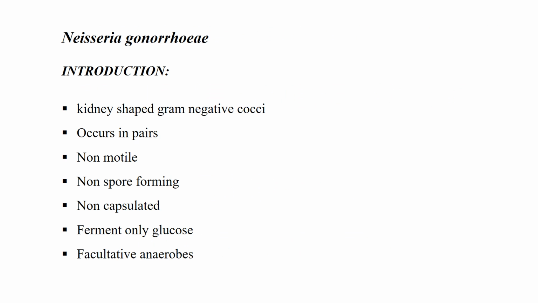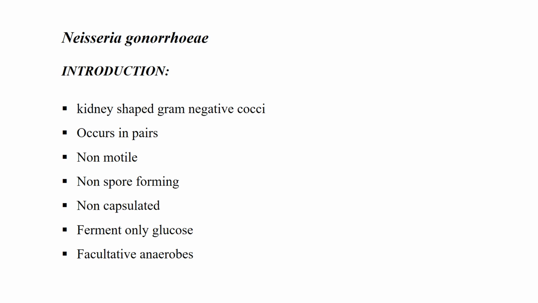General characteristics of Neisseria gonorrhoeae. It is a gram-negative cocci, mainly kidney-shaped, occurring in pairs. That's why it is a diplococci, having no flagella, non-motile, and having no H antigen. Neisseria gonorrhoeae is non-spore forming and non-capsulated, in comparison with Neisseria meningitidis, which has a capsule. Neisseria gonorrhoeae only ferments glucose, while meningitidis ferments both glucose and maltose.